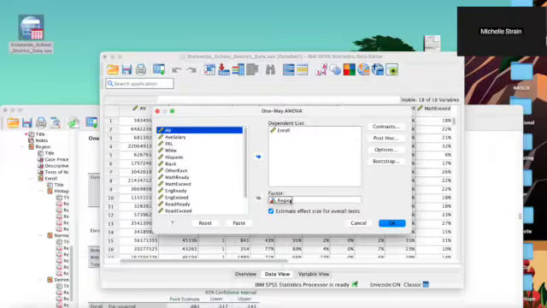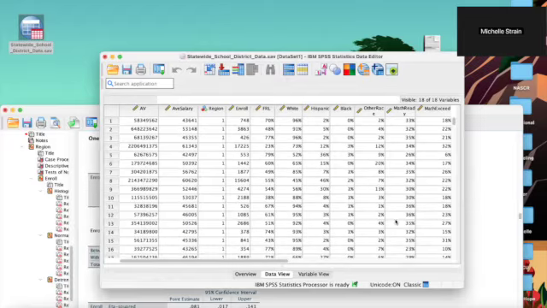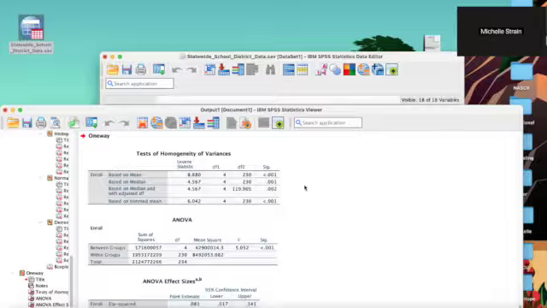And so what we're going to do next is we're going to look at the Options button. We're going to make sure the homogeneity of variance test is clicked. And then we're going to continue and click OK. So we're going to look over here at this data, and what we're looking at is if the value is greater than 0.05, then we can assume the homogeneity of variances. And we're going to look at the results.